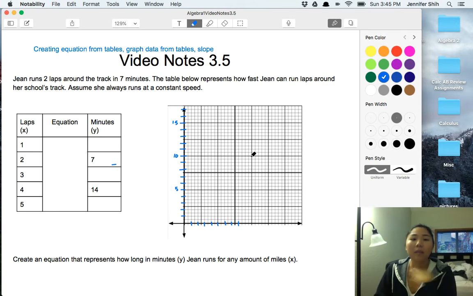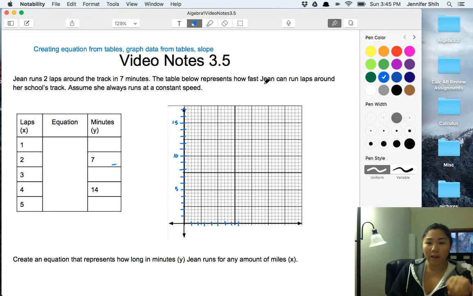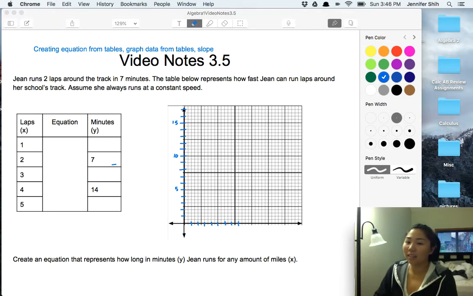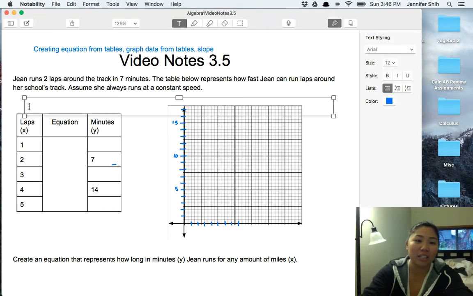Okay. We have another story problem. Jean runs 2 laps around the track in 7 minutes. The table below represents how fast Jean can run laps around her school's track. Assume she always runs at a constant speed. So the first thing we're going to need to do is complete this table.